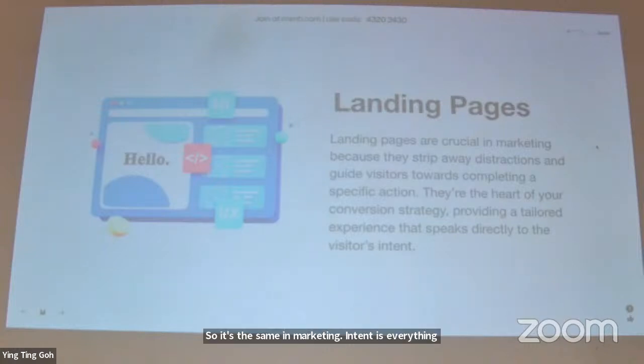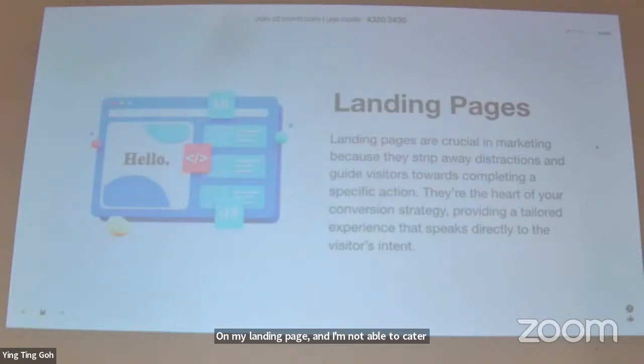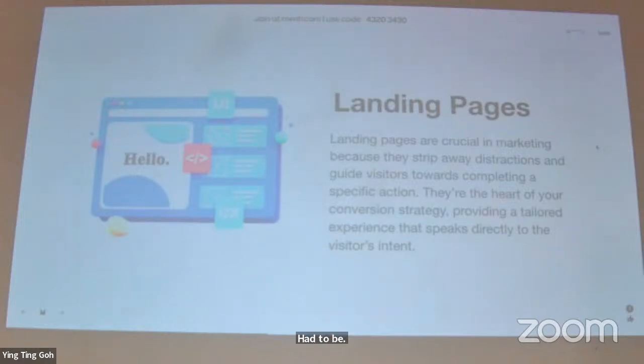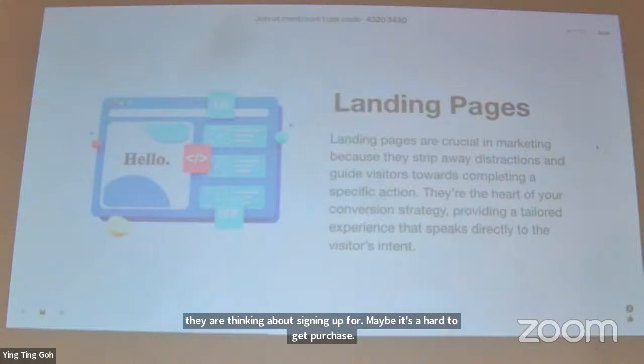So if someone's on my website or my landing page and I'm not able to cater or deliver to the intent in that stage of their journey, then they might not proceed further or they might be a dead block pathway. So here we will decide, okay, this part of the journey, this landing page, is super important for them to take actions. Maybe we want them to find the course dates and sign up specifically to this course. Maybe we want them to book a call with me for a course that they are thinking about signing up for. Maybe it's a high ticket purchase and they need to build trust before they actually buy, so they need to book a call with me.